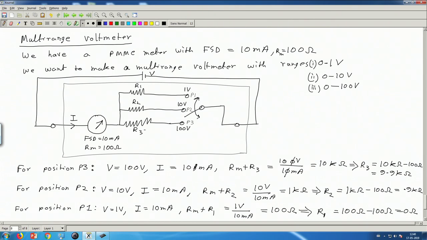So let's put the value. R3 should be 9.9 kilo ohm, R2 is 0.9 kilo ohm, R1 is equal to 0 ohm. 0 ohm means we actually need a short circuit like this, so no extra resistance is required. Meter resistance itself is enough. So this is how we can change the range of a voltmeter, and we can also make multi-range voltmeters.